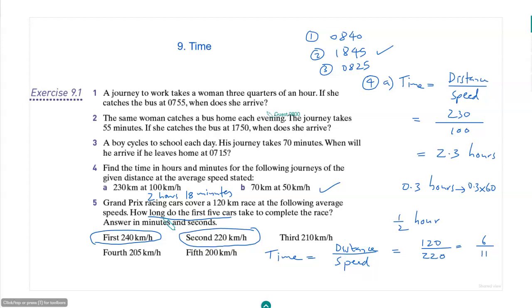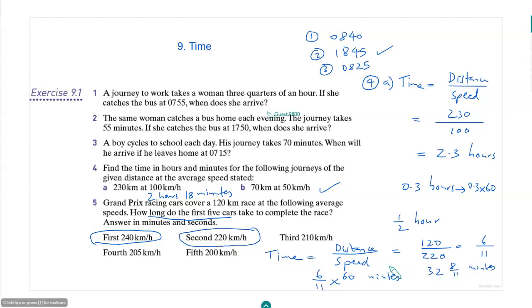So how will you convert that to minutes? So it is 6 by 11 times 60 minutes, right? So what is 6 by 11 times 60? Yeah. So it is 32 point something. Can you express that as a fraction? 8 over 11 minutes, right?